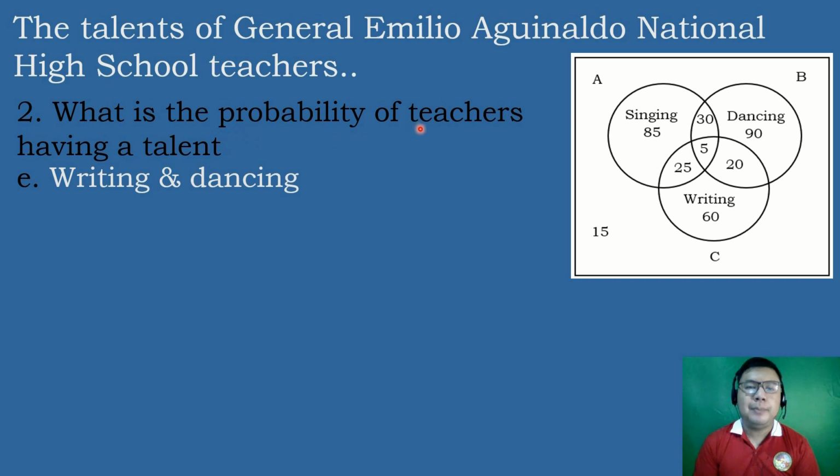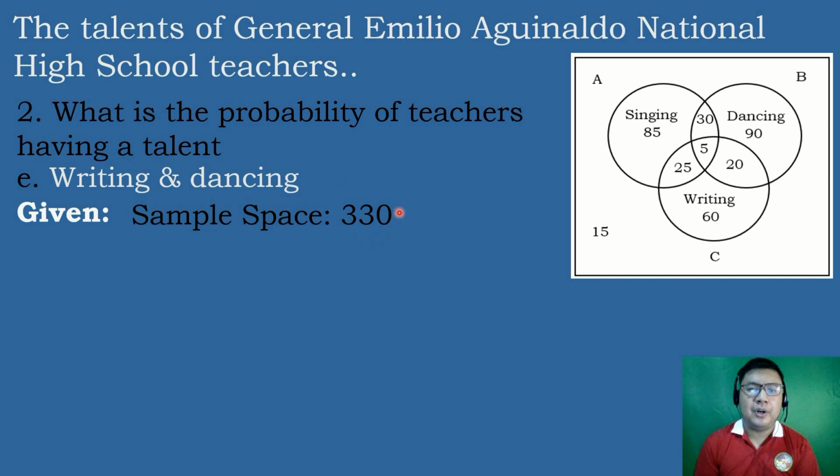What is the probability of teachers having a talent in writing and dancing? Since there is a word "and" again in between writing and dancing, this is an example of probability of intersection of events, wherein the events writing and dancing intersect with each other. We will be identifying the given, wherein the sample space is equal to 330, the total number of teachers, and then after that, we will be identifying the event outcomes.